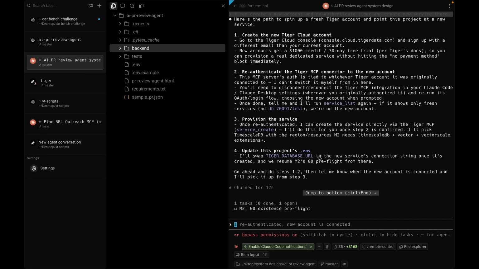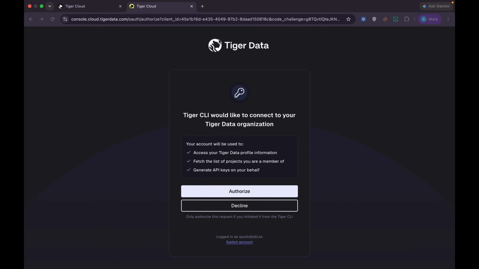I told it, okay, I can create a new account, and you can actually create a new account too. Most of the things are actually free, but a new account will get you $1,000 in credits, and you can use it to create a production environment. So go to the Tiger Cloud account using my link down below, and then you can go ahead and re-authenticate.